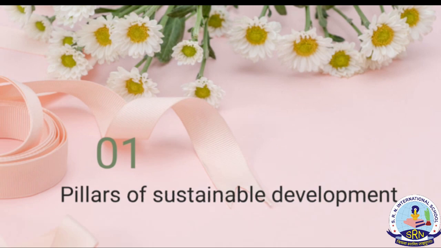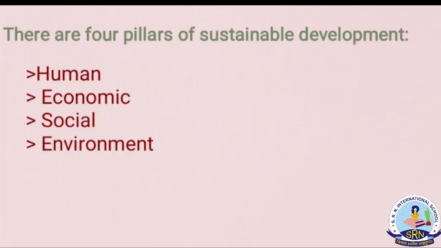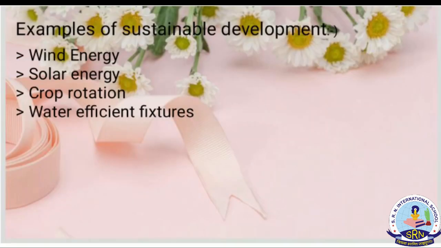Pillars of sustainable development. There are four pillars of sustainable development that are human, economic, social and environment. Now let's see examples of sustainable development: wind energy, solar energy, crop rotation, water efficient fixtures and so on.